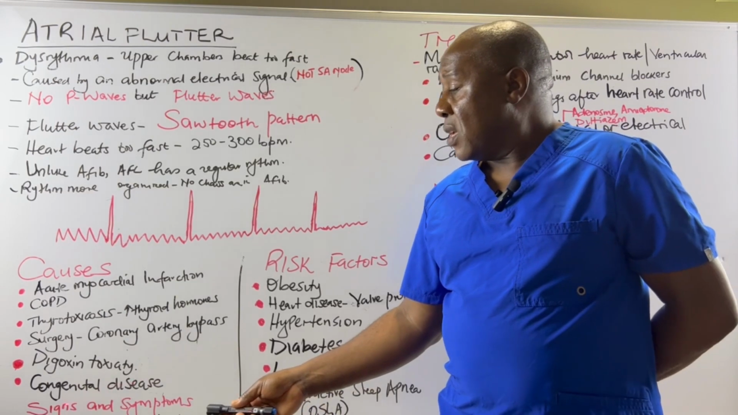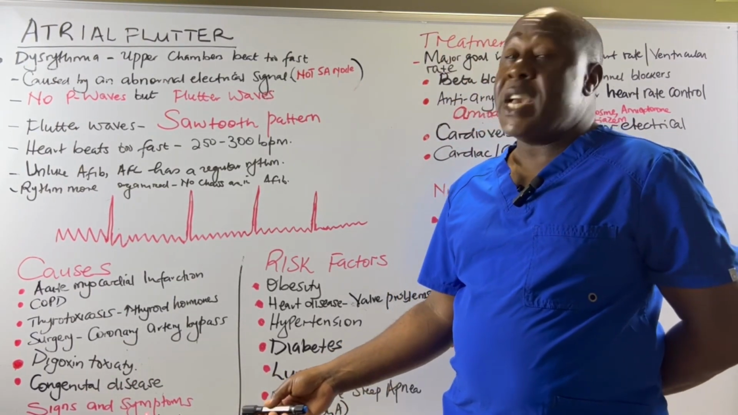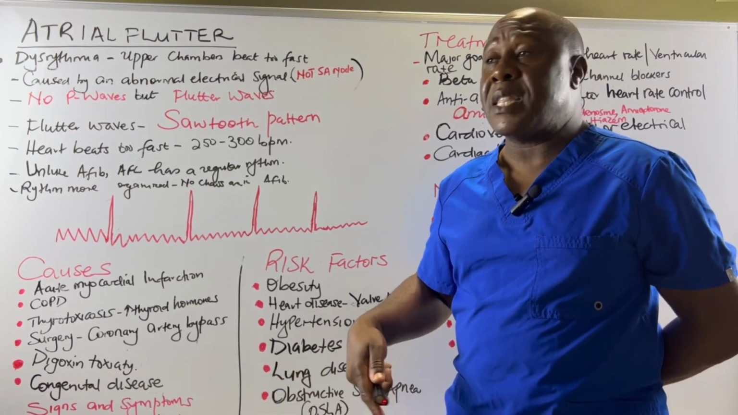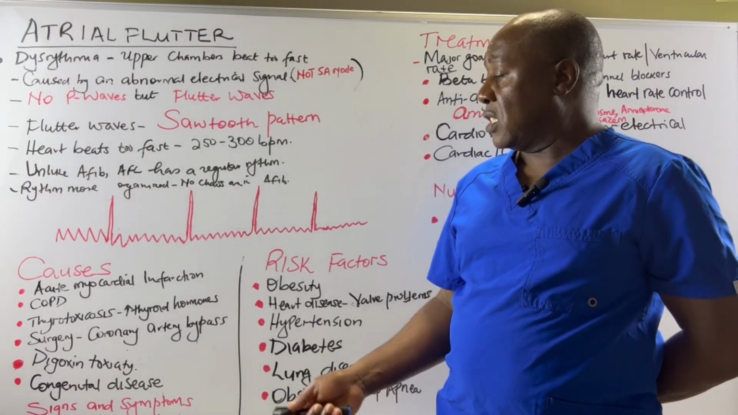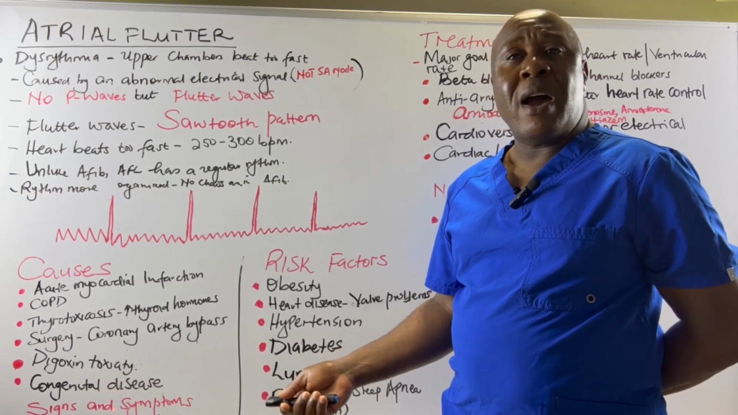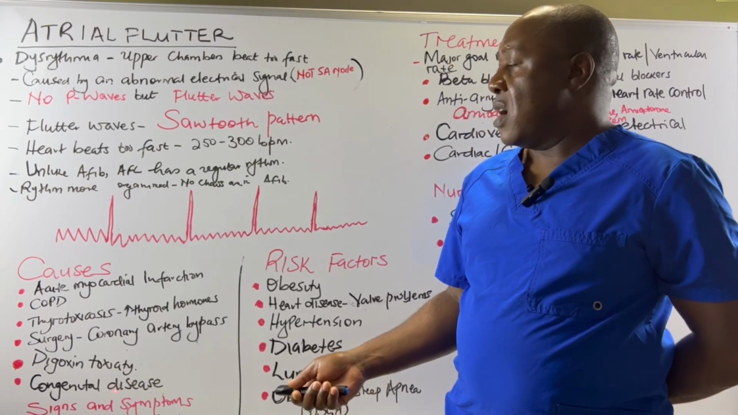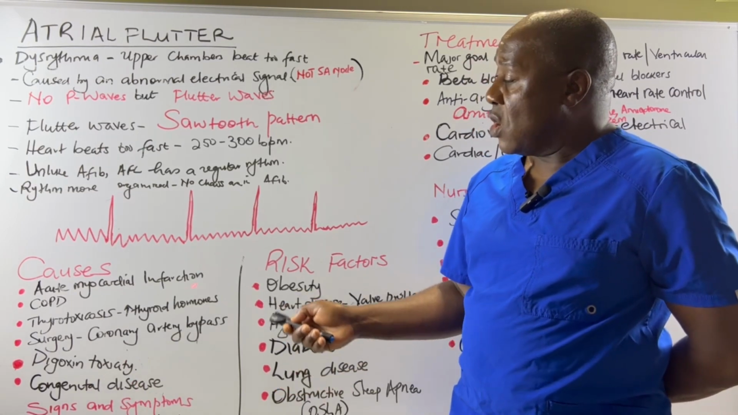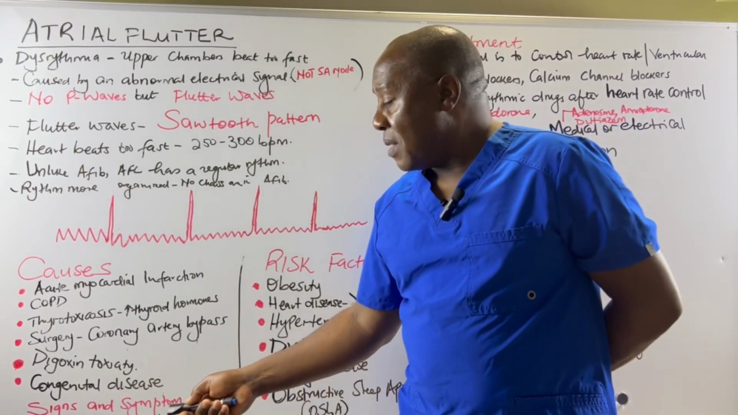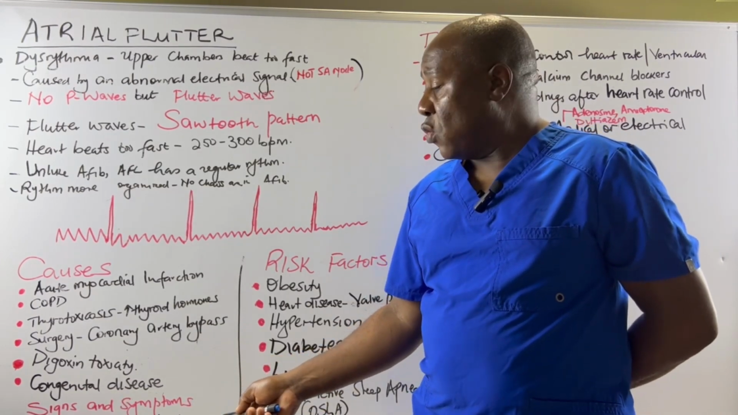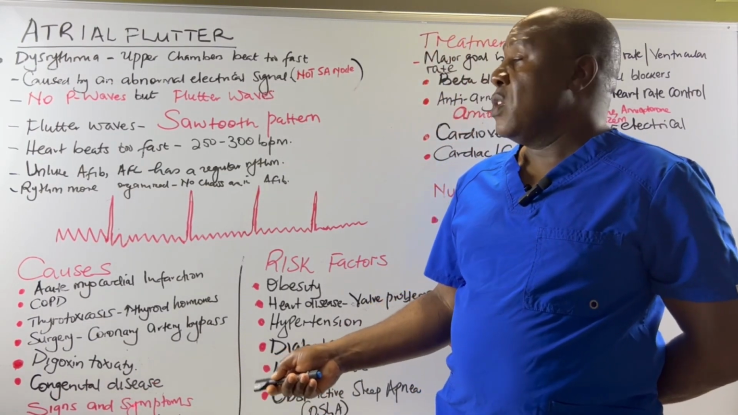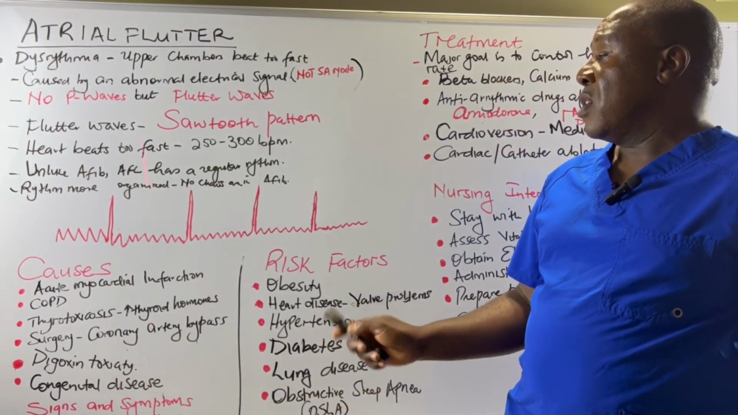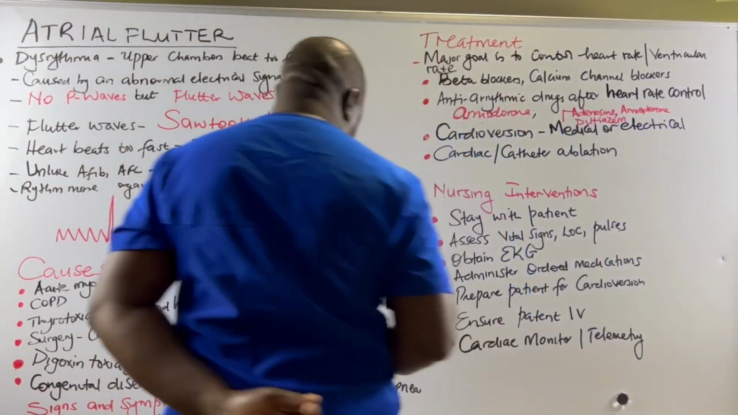Remember, we said that the signs and symptoms of atrial fibrillation are shortness of breath, palpitations, where you feel like the heart is bursting out of the chest, dizziness, lightheadedness, and reduced cardiac output. Those are the signs of atrial fibrillation, and they are the same as those for atrial flutter. So I would request you, if you have not done so, to review that video on atrial fibrillation to be able to know about the signs of this particular atrial flutter.